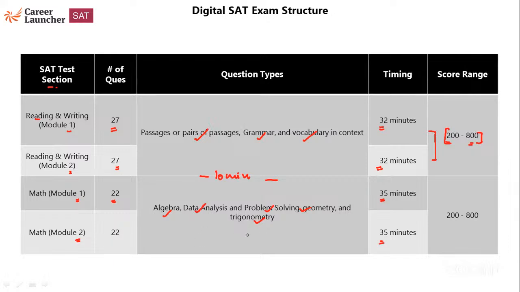given 35 minutes. The score for this section, math, again starts from 200, goes up to 800. So the score range of SAT is 400 to 1600, minimum and maximum. A good score, 1500, 1500 plus, is considered to be a nice score.